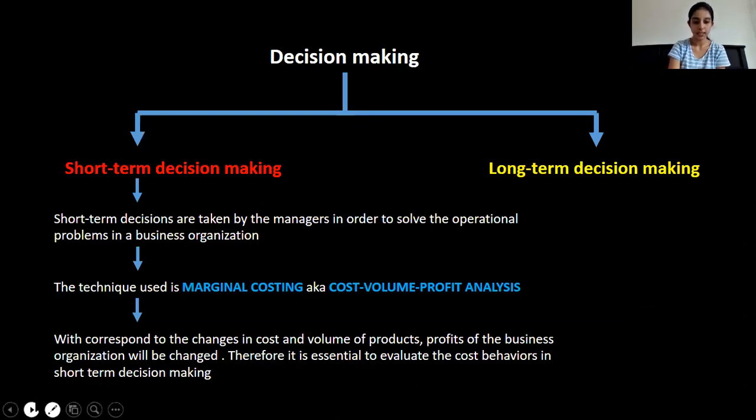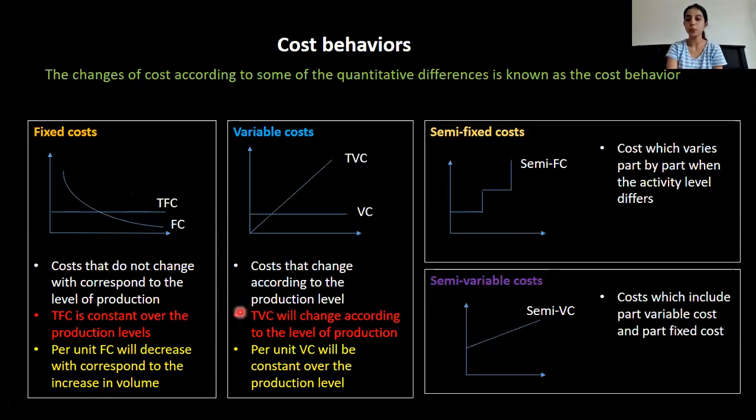Next, let's focus on cost behaviors. What are cost behaviors? Cost behaviors are the changes of cost according to some quantitative differences. Under this, we focus on how different types of cost elements change with respect to changes in production volume. Here we are focusing on four types of costs: fixed costs, variable costs, semi-fixed costs, and semi-variable costs. First of all, let's look at the fixed costs.